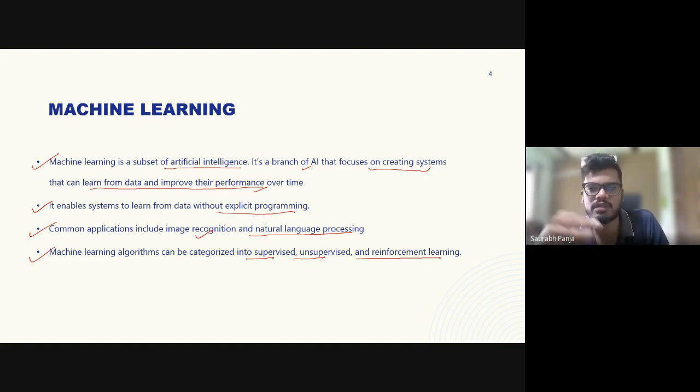And it's a simple algorithm, there's a certain input, certain output. That's an algorithm, but machine learning algorithms are different in that way. It enables a system to learn from the data without explicit programming. As I told you, you are not fine-tuning your output as per the input. As per the inputs and outputs, it is fine-tuning itself. Common applications include image recognition, natural language processing. It's important: machine learning algorithms can be categorized into supervised, unsupervised, and reinforcement learning.